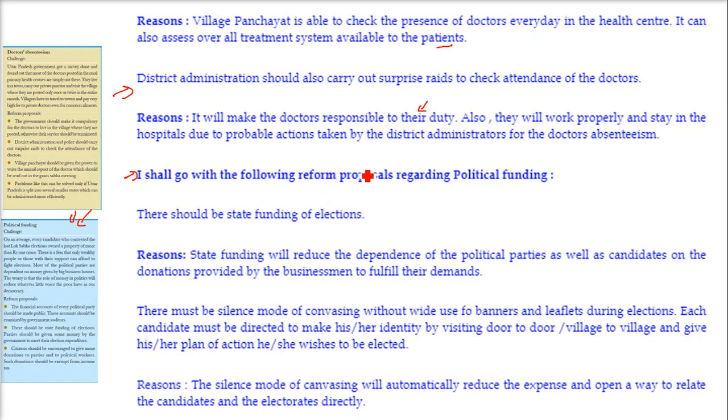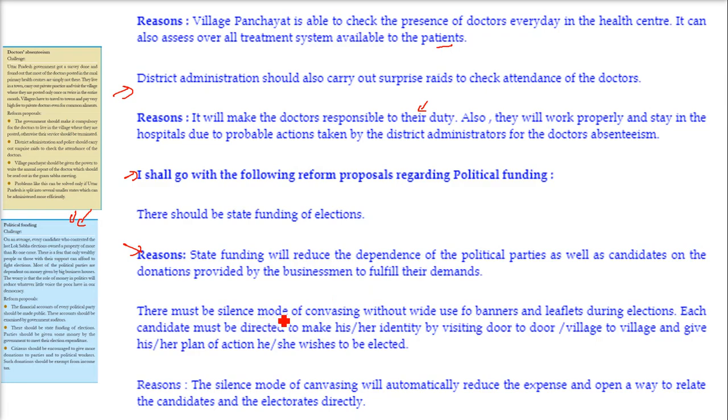The second one, as I was saying, is that you can say that I shall go with certain reforms regarding political funding, and there should be state funding of elections. Why? The reason is state funding will reduce the dependence of political parties as well as candidates on the donations provided by businessmen to fulfill their demands.